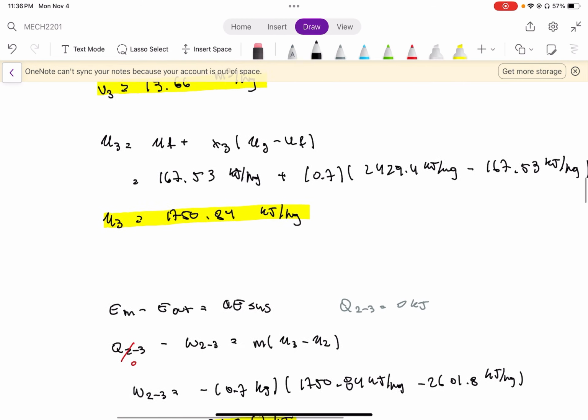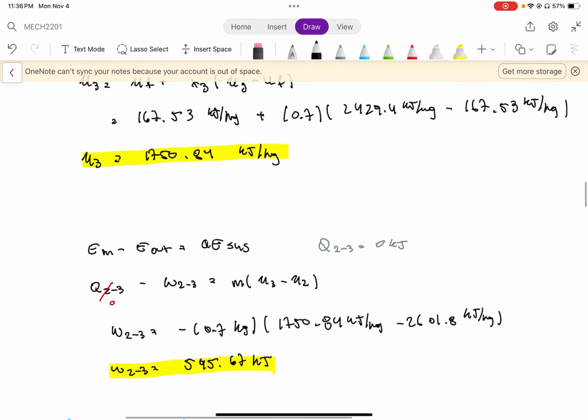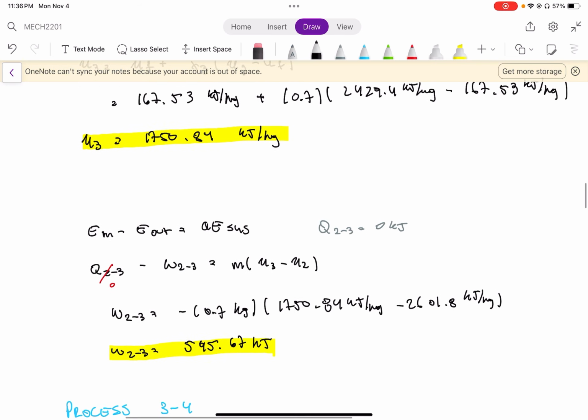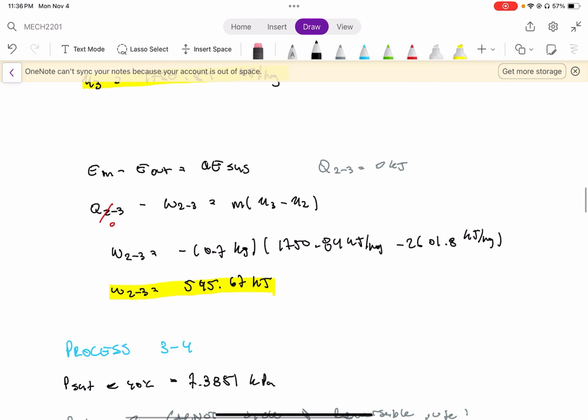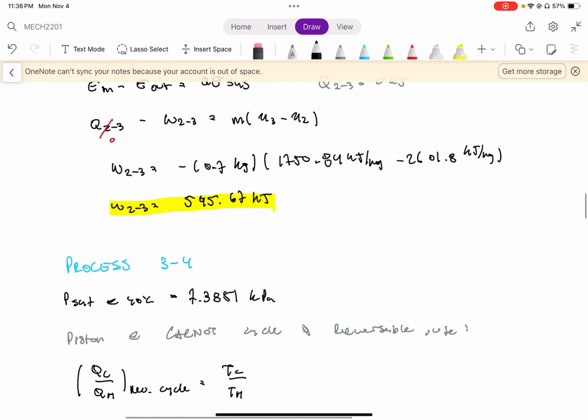1750.84 kilojoules per kilogram. Now here again we're using energy in minus energy out equals the energy change of the system. There's no heat transfer in process 2 to 3, so we can neglect that and simplify it to solve for work, and we find that the work for process 2 to 3 is 595.67 kilojoules.